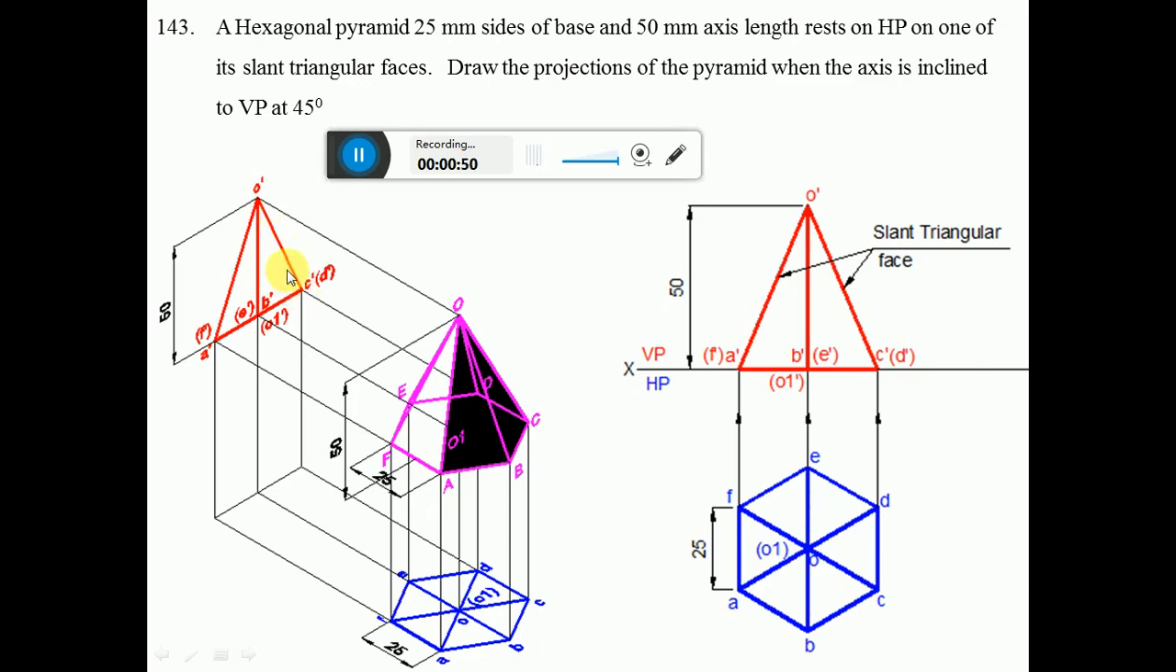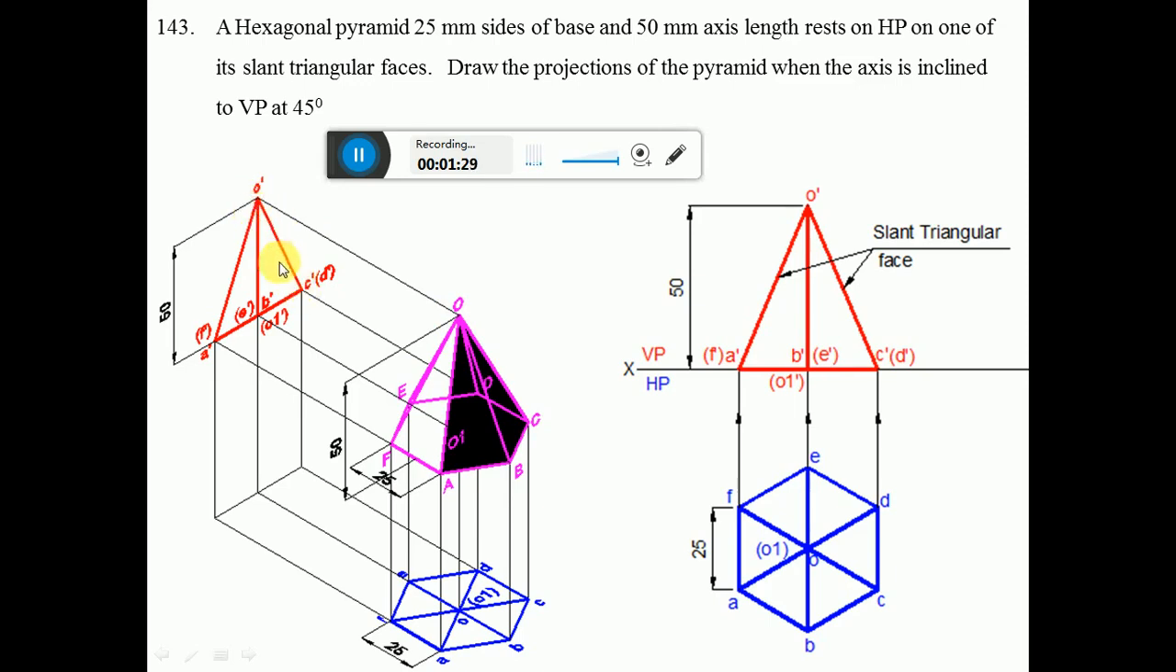So the hexagonal pyramid is so placed that the end of the triangle must have a straight line. That is possible only when the edge is perpendicular to VP. The slant triangular face containing the edge has to be perpendicular to VP. You can see that the slant triangular face OCD is inclined to HP and perpendicular to VP. Since it is inclined to HP and perpendicular to VP, you get a line in the front view.